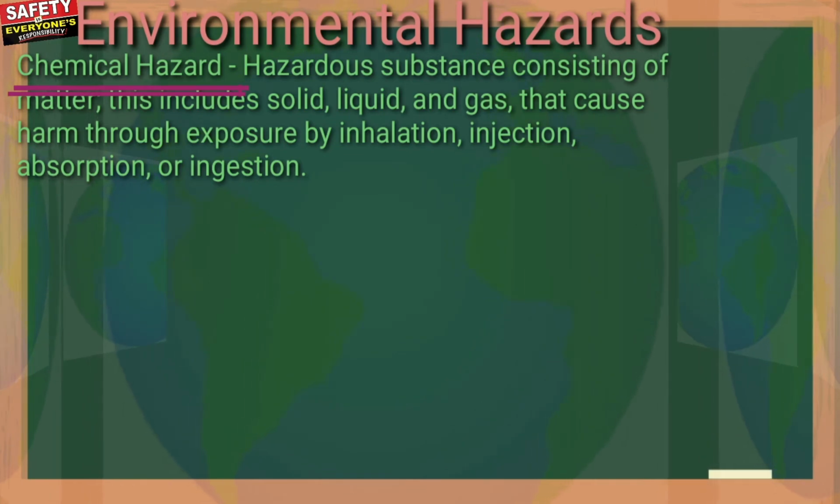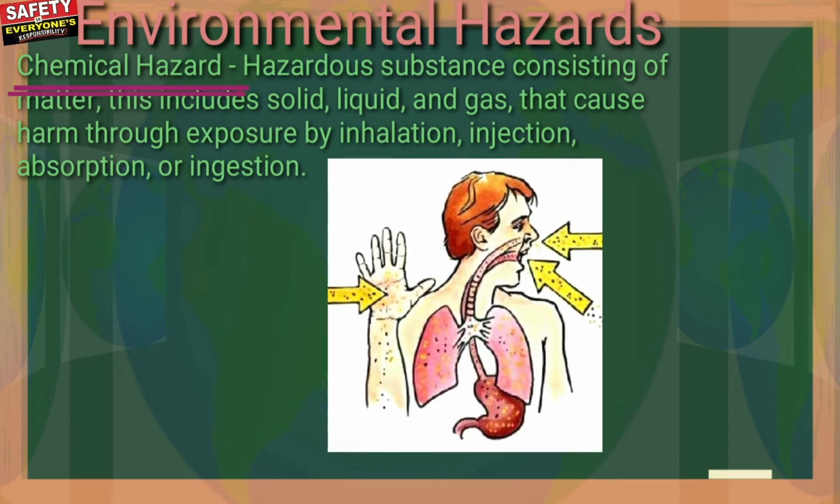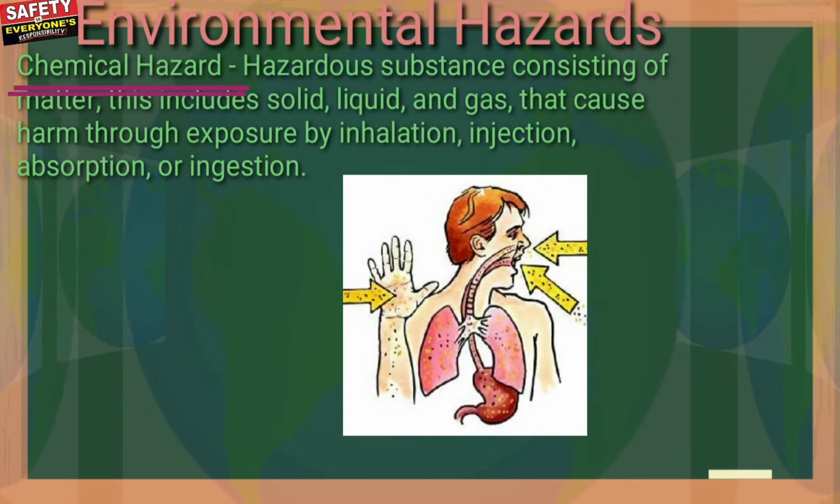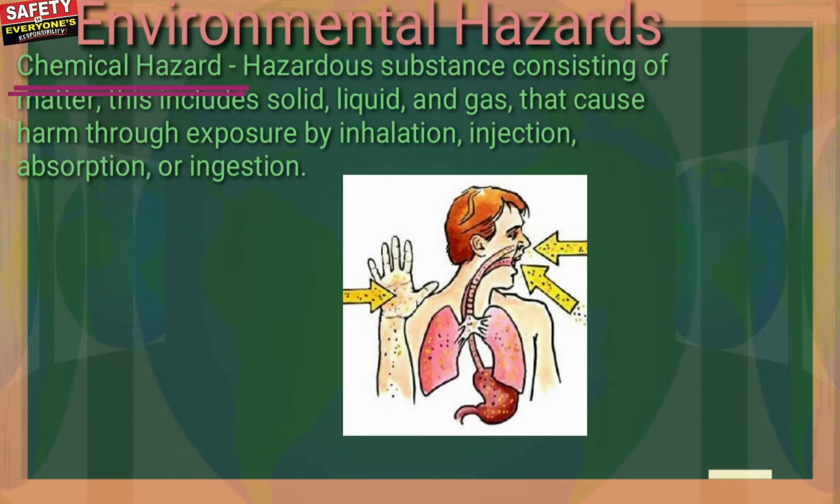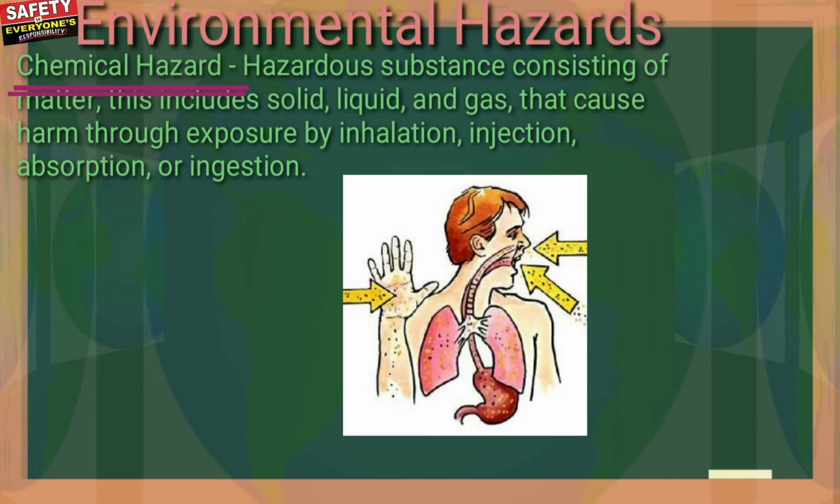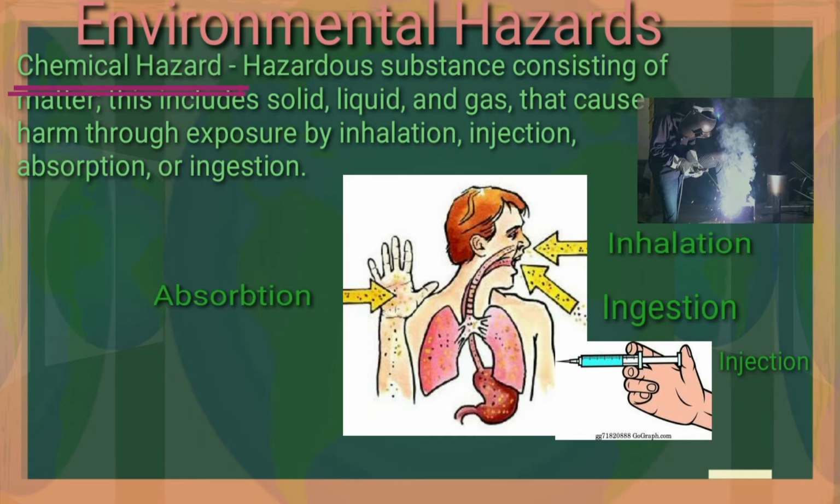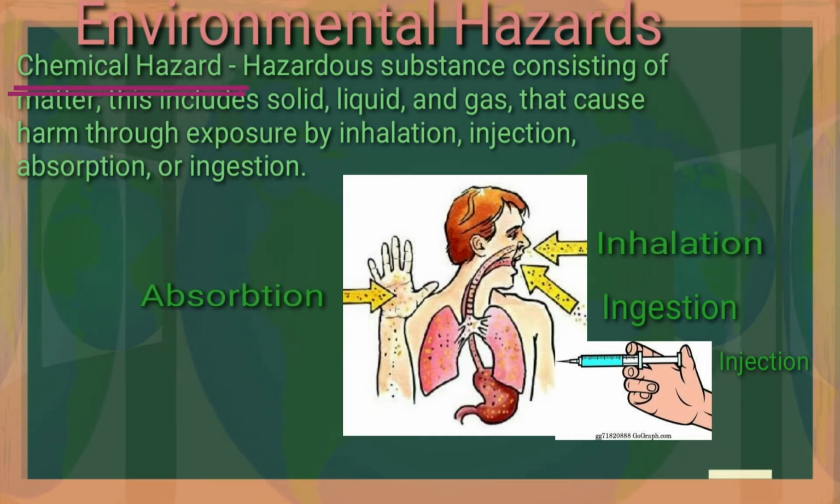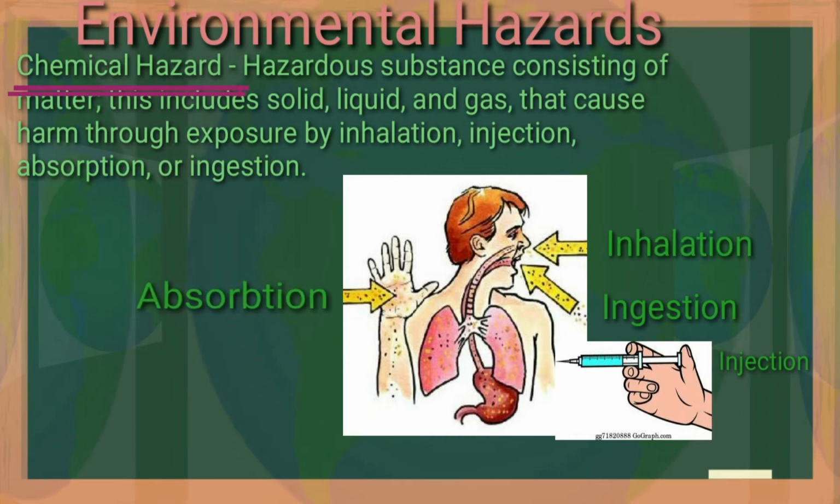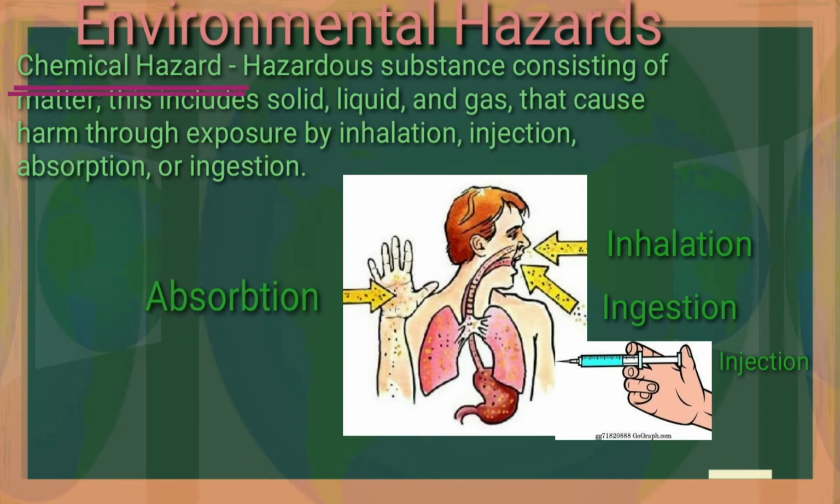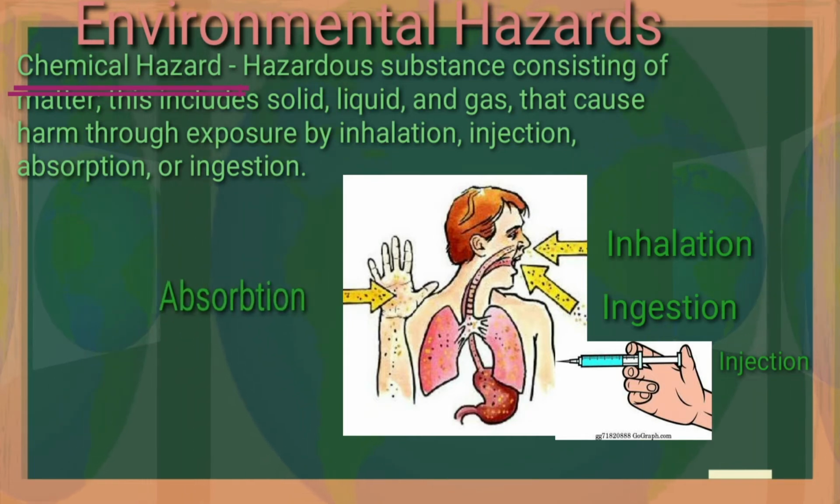How can chemicals enter the body? Exposure normally occurs through inhalation, absorption, injection, and ingestion. Inhalation, the most common type of exposure, occurs when you breathe the substance into the lungs. Absorption: there are two entry paths in our body, skin contact and eye contact.